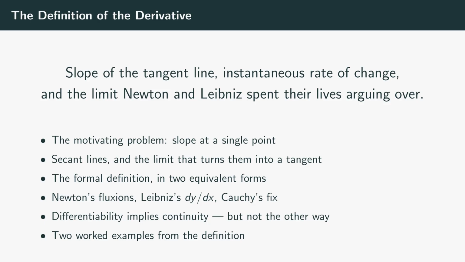That's where we're headed. The plan: state the problem the 17th century could not solve, watch a secant line turn into a tangent line as we squeeze it, write down the formal definition in both of the standard forms, tell the Newton and Leibniz story briefly, and then compute two derivatives from scratch using nothing but the definition. Along the way, we'll prove that any function with a derivative at a point is automatically continuous there, and meet the classical counterexample showing that the converse is dead wrong.